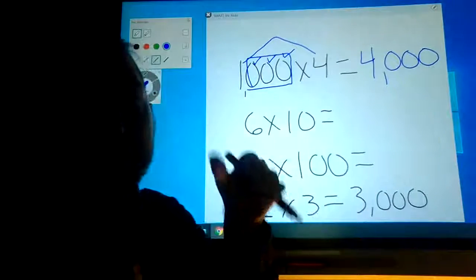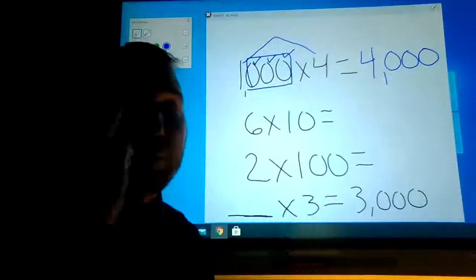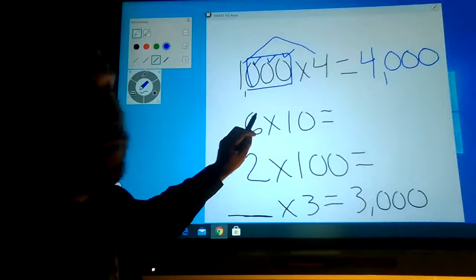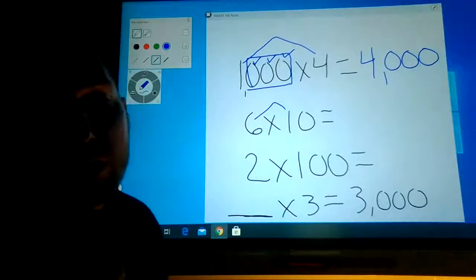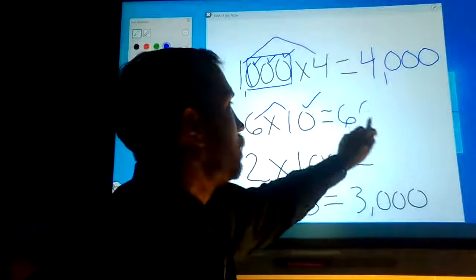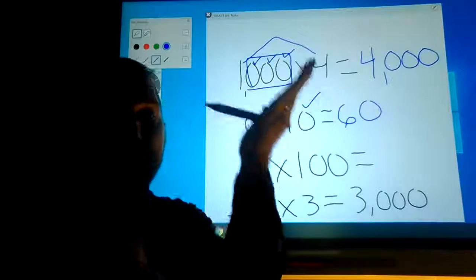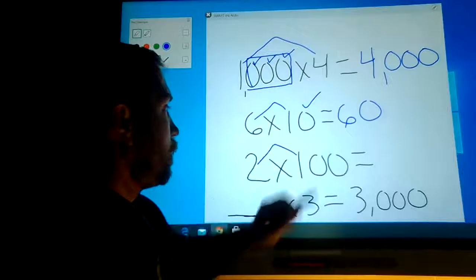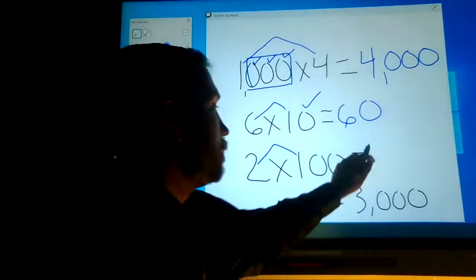Good. So 4 times 1 is 4, and I put the 3 zeros on the end. Same thing here. My basic math fact here is just 6 times 1. 6 times 1 makes 6, and then the 1 0. I now have that balance that I was talking about. And then same thing here with 2 times 1, that's my math fact, is 2.